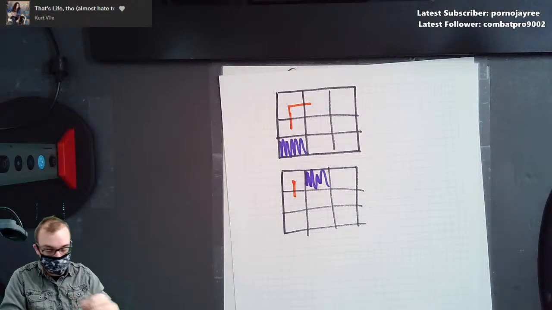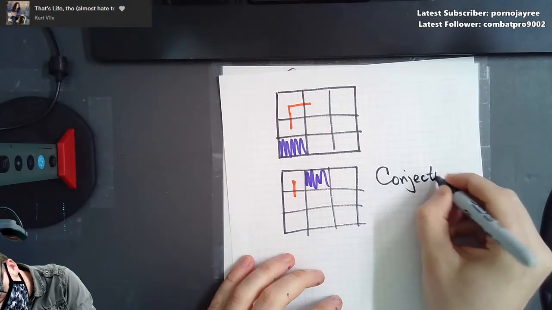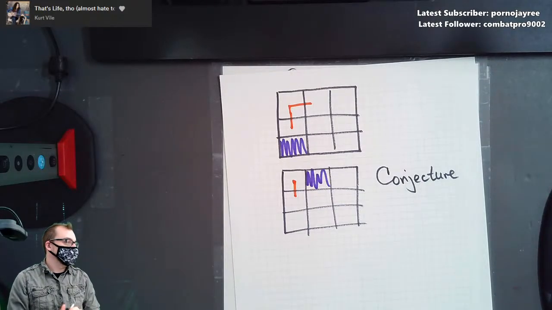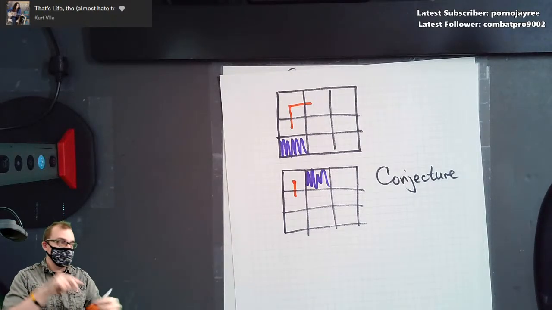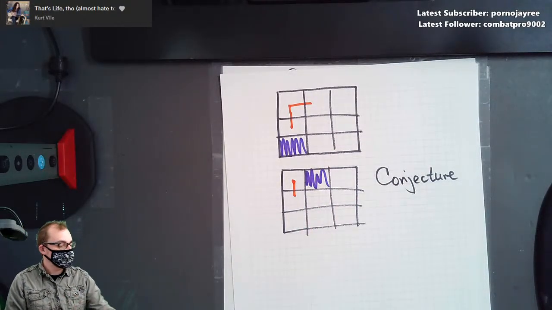So my conjecture was that, right? A conjecture is an idea. You think the pattern's going to hold. So our conjecture is that in order to make a loop, you need to be able to exit and come back in. That's why this one's impossible.